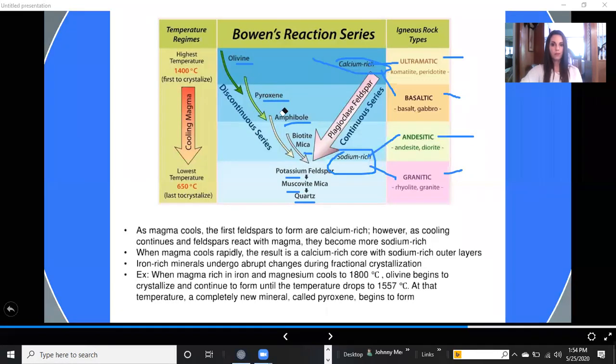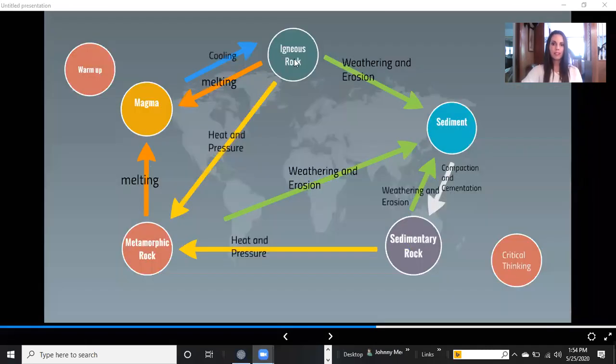So that is Bowen's reaction series. Get these eraser marks, these markings from the annotation erased. We can go on to our next topic. Okay. So going back to igneous rocks.